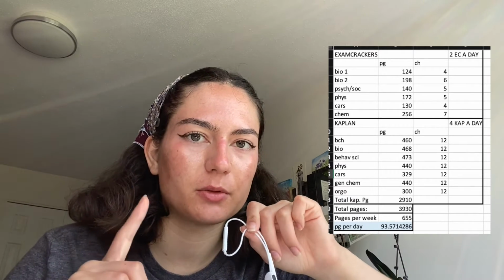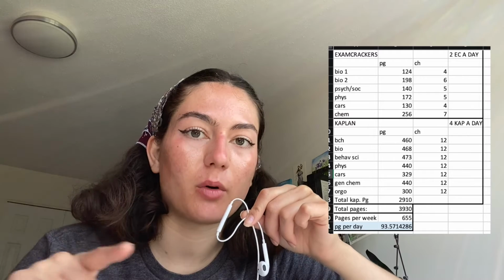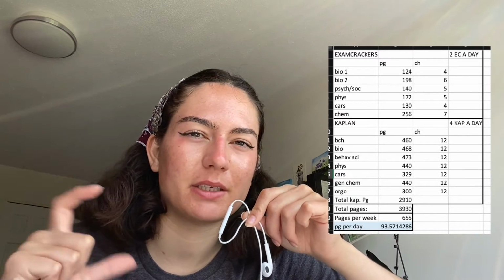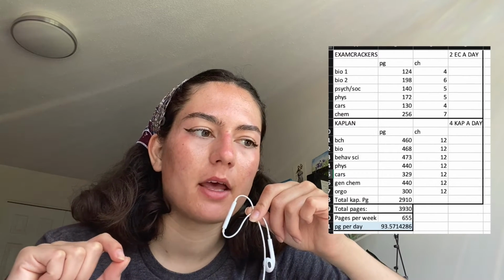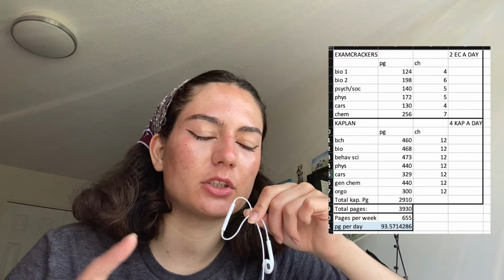What I think I'm going to do is read through all the exam crackers because I feel like that's going to be sort of like a shortened version, more concise kind of information. So I'm going to read through all the exam crackers. And then once I've got that in my head, I'm going to read through the Kaplan book because I feel like the Kaplan books have just more information in general. I mean, they're more than twice as long as the exam crackers.